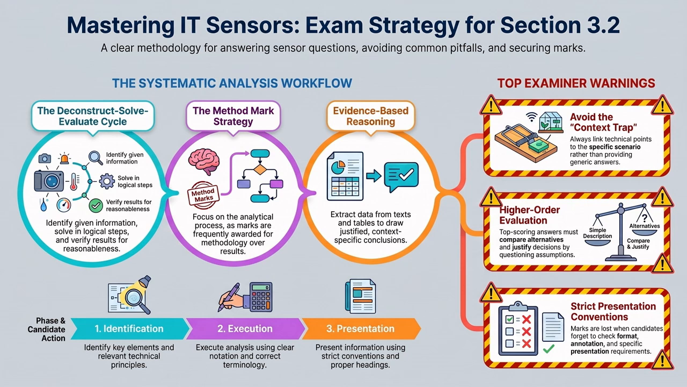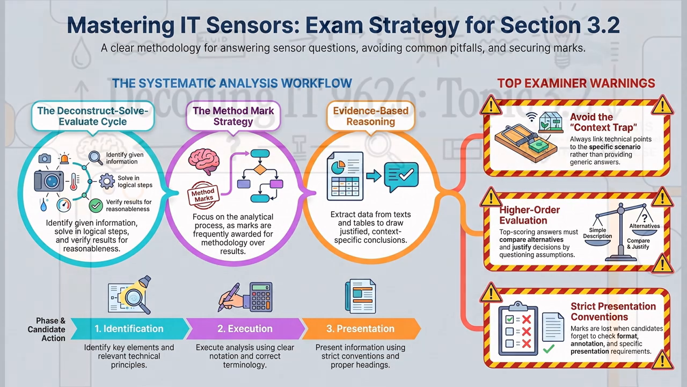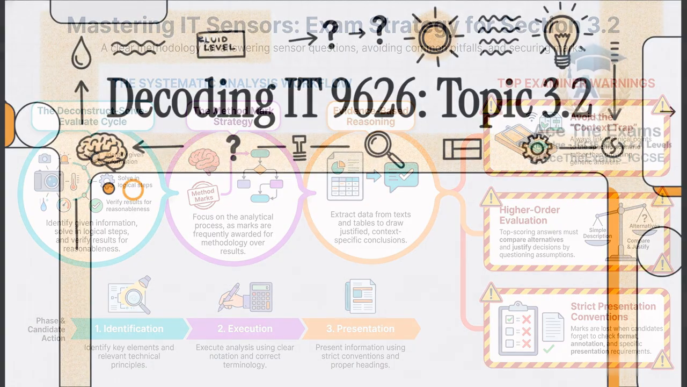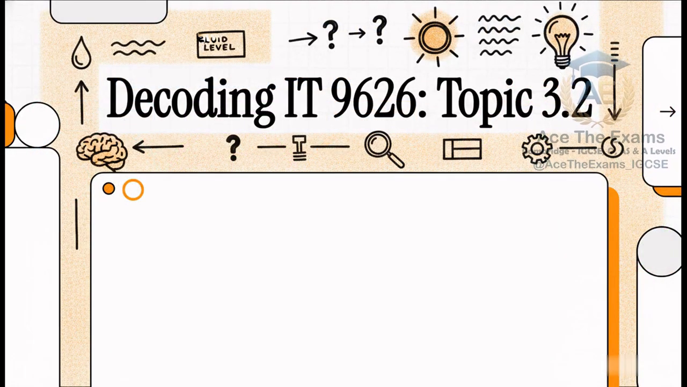Welcome to This Explainer. Today, we're diving deep to unlock exactly what examiners are looking for in the Cambridge AS and A-Level Information Technology exams. We're zeroing in on Topic 3.2. That's touch sensors for fluid levels, temperature sensors, and light sensors.